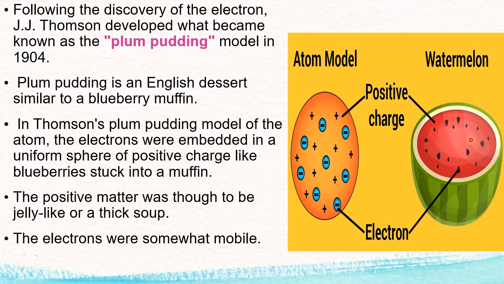The best thing of this model was he explained the atom's neutrality. Number of electrons equal to number of protons. Therefore, atom is electrically neutral. That property explained. But let us see what happens afterwards.